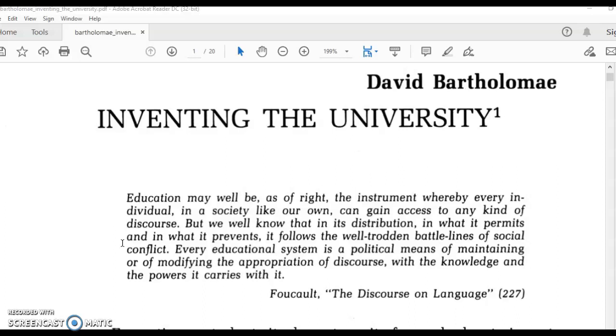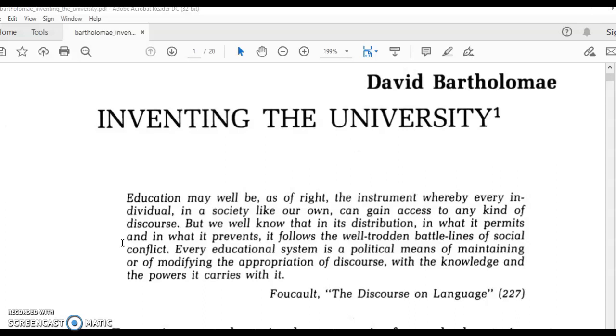Starting from the quote here, "Education may well be, as of right, the instrument whereby every individual in a society like our own can gain access to any kind of discourse. But we well know that in its distribution, in what it permits and what it prevents, it follows the well-trodden battle lines of social conflict. Every educational system is a political means of maintaining or modifying the appropriation of discourse with the knowledge and powers it carries with it." If you had a little bit of trouble understanding that, don't worry.